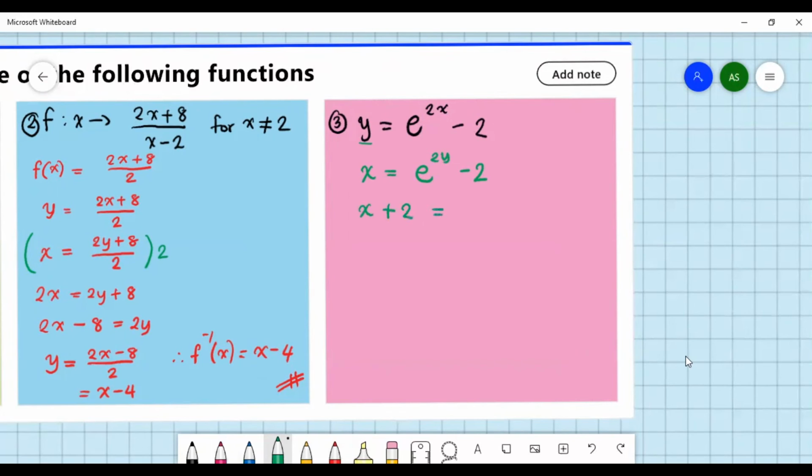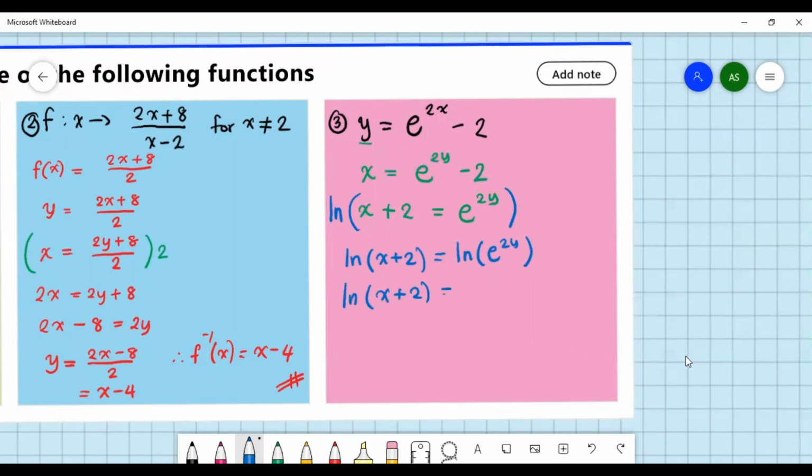So we transfer the negative 2 to the left. That will give us x plus 2 is equal to e to the power of 2y. Now, since this is an exponential function, to bring y down as a coefficient, what we're going to do is take the ln of the whole thing. So that will give us ln of x plus 2 is equal to ln of e to the power of 2y.